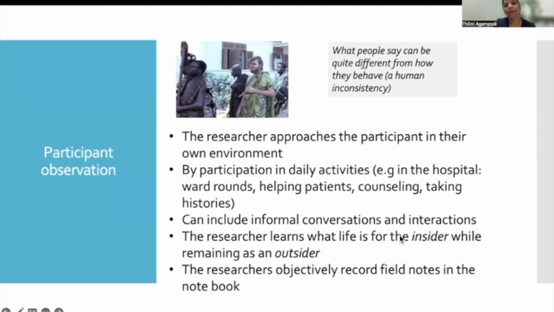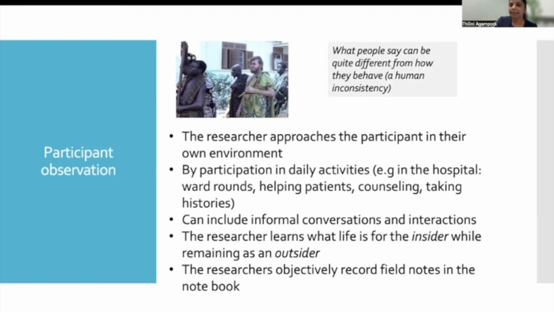But really, you can practice participant observation or use it as a method in a hospital setting as well, because we are medical officers, and we are invariably in the wards observing people. So if you do it in a systematic manner, you can justify it as participant observation. While doing ward rounds, helping patients, doing counseling, taking histories, the researcher can act in such ways and be a participant observer and conduct the study.